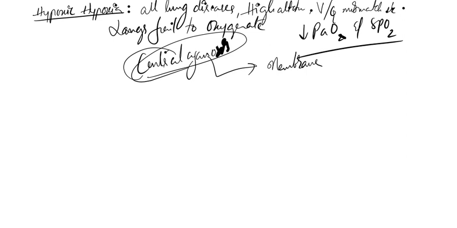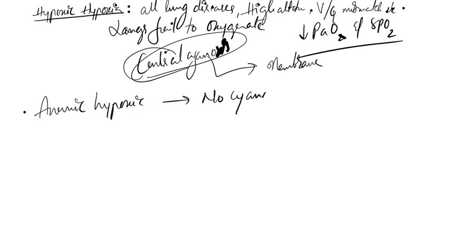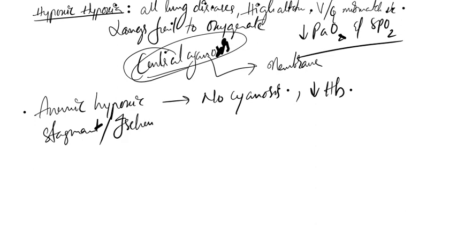Now if it is a case of anemic hypoxia, what will you see? There will be no cyanosis. Right? And there will be decreased hemoglobin. If it is stagnant or ischemic hypoxia, ischemic means decreased or terminated blood supply. Ischemic hypoxia means less blood flow to the tissue, generally seen in shock, Buerger's syndrome, etc., and some other conditions.